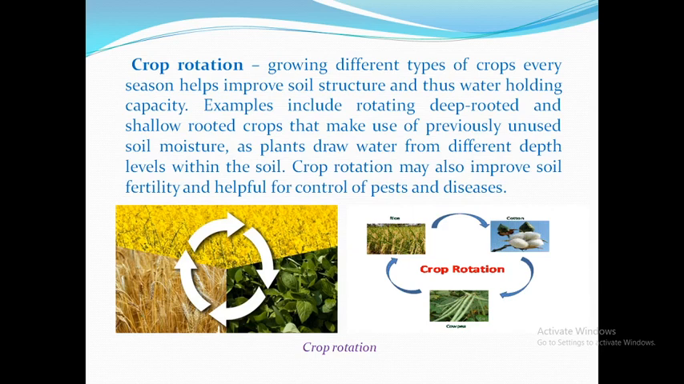Crop rotation is the practice of planting different crops sequentially on the same plot of land to improve soil health. Leguminous crops should be succeeded by non-legume crops and vice versa, such as we can grow wheat after growing grass. Crop rotation also improves soil structure and organic matter, which reduce erosion and increase water holding capacity of the soil. So crop rotation improves physical, biological and chemical conditions of the soil. It may also improve soil fertility and help control pests and disease.